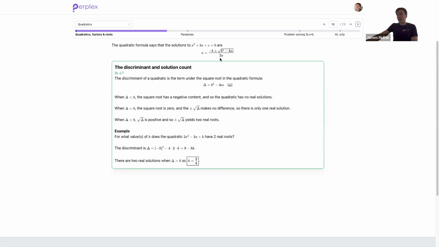For what values of k does the quadratic 2x squared minus 3x plus k have two real roots? Okay, so the discriminant is delta equals negative 3 squared minus 4 times 2 times k, which is 9 minus 8k. So if it has two real solutions, then 9 minus 8k has to be positive. And if I rearrange that, it means that k is less than 9 over 8.